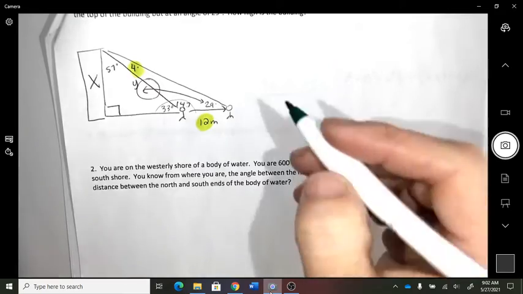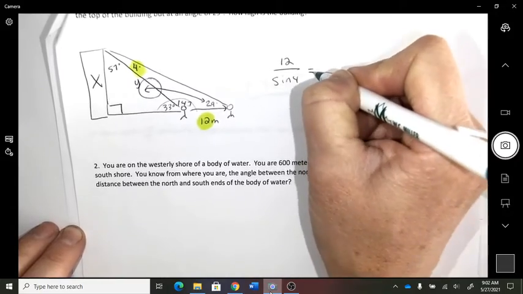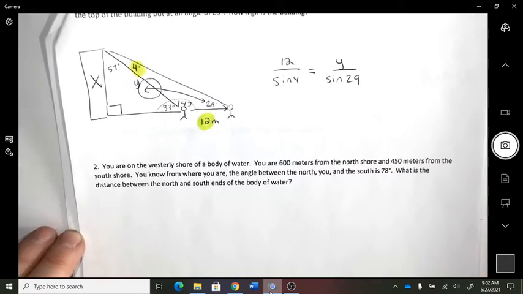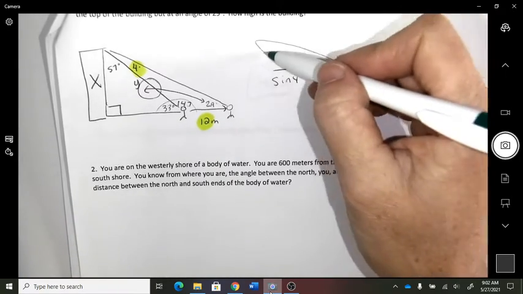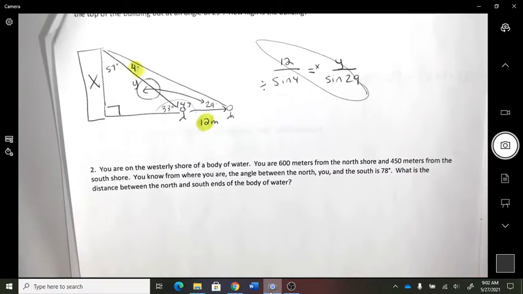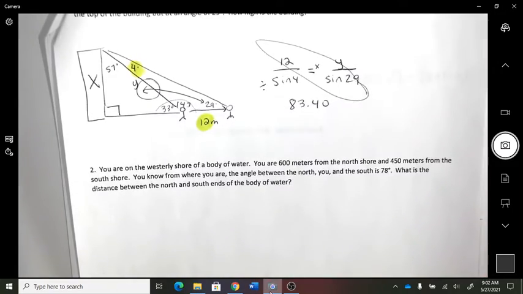Okay, so how do you set up sine law? 12 over sine 4 equals something, which we're calling Y, over sine 29. So think about your cross multiply. You're going to multiply, divide. So crossing, multiply, dividing the leftover, making sure you're in degree mode before you start typing. And what I'm getting, anybody else want to confirm? 83.4?